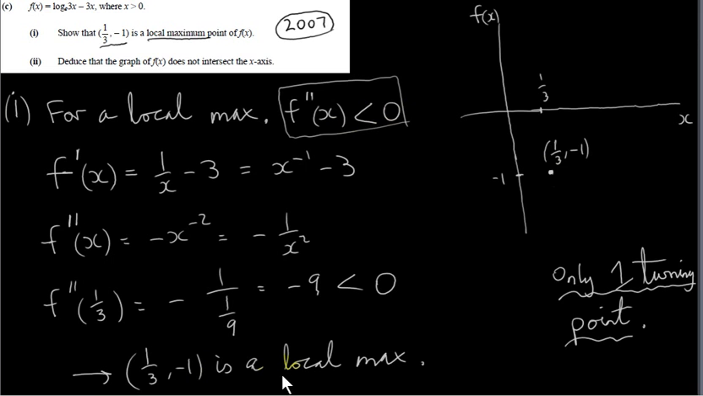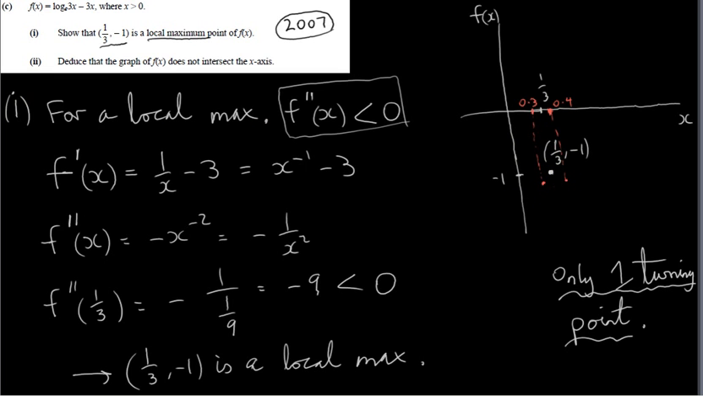Now, another way we could have shown that (1/3, -1) is a local max is to consider values on either side of 1/3. Two values close to 1/3, but on either side of it. We could have picked, say, 0.3, which is less than 1/3. 1/3, remember, is 0.333 recurring, so 0.3 is just to the left of it. And pick a value to the right of it, we could have picked 0.4. If we work out f of 0.3, we should get a value that is less than minus 1. If we work out f of 0.4, we should also get a value that is less than minus 1.